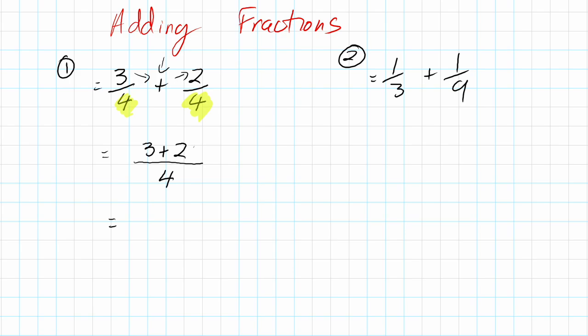And all we have to do is carry out that top part. So once we get 3 plus 2, we end up with 5 over 4. That's it. I could switch that to a mixed fraction if I want, but this is an acceptable answer.